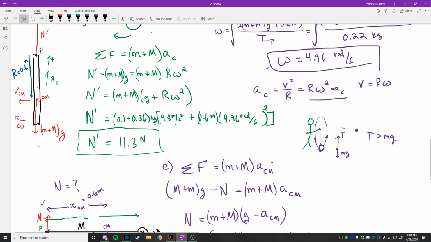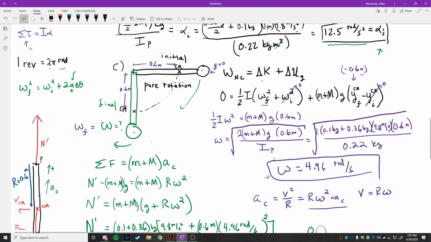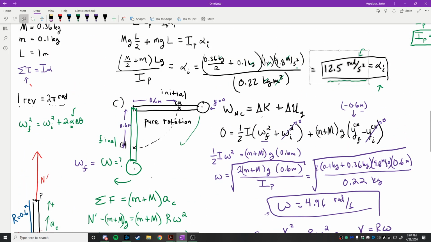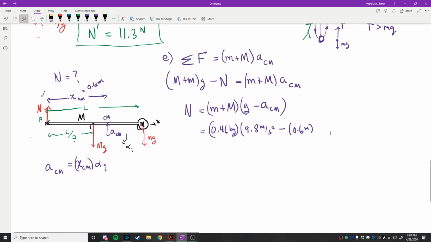Let's see. Alpha initial is right here, 12.5. Your question, Danielle, was if I were to sum torque taking the pivot to be the other end, would that be okay? Yes, you can do that.